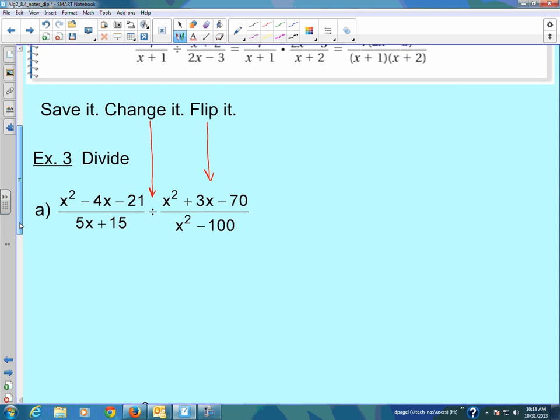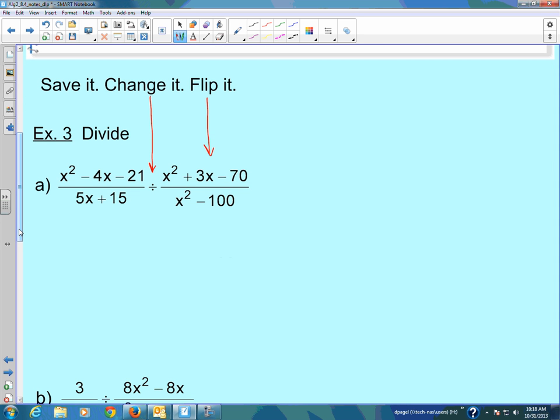And so what that would look like for us here is x squared minus 4x minus 21 and 5x plus 15. There's the save it part. And now we change, and now we flip. And the reason we're doing this is because when you divide something, you multiply by a reciprocal. That's what division is. All right, and now we're ready to factor everything.